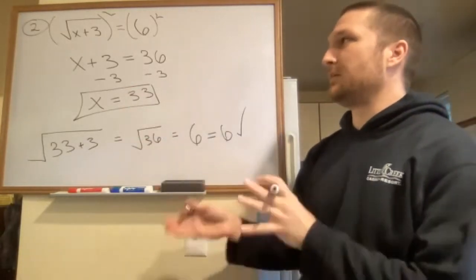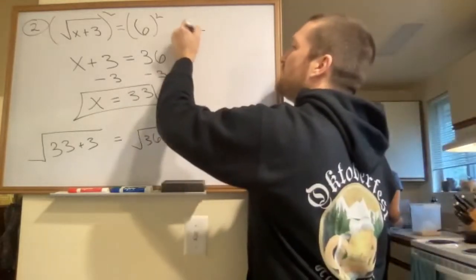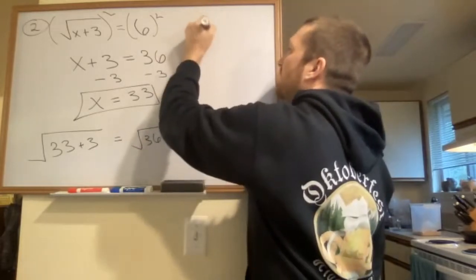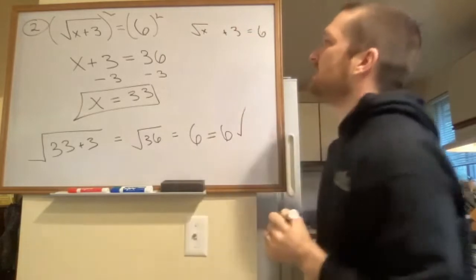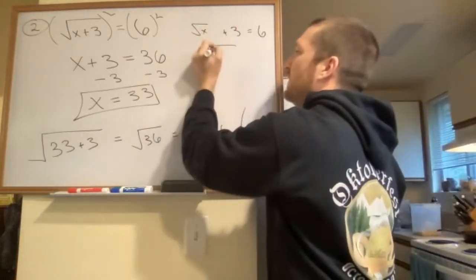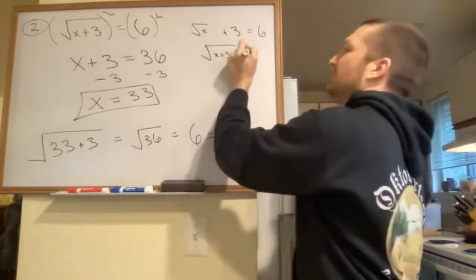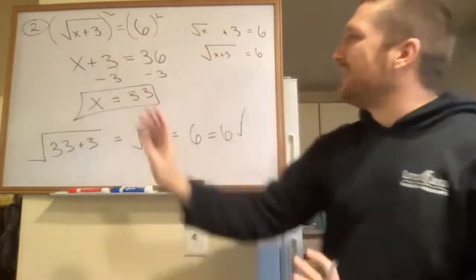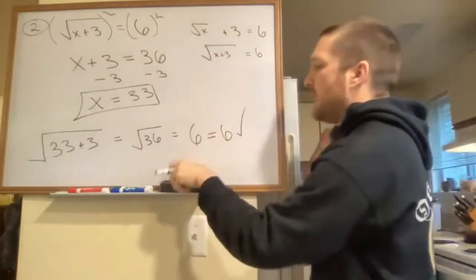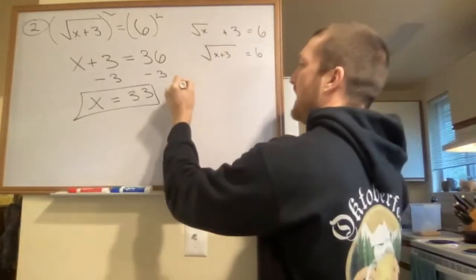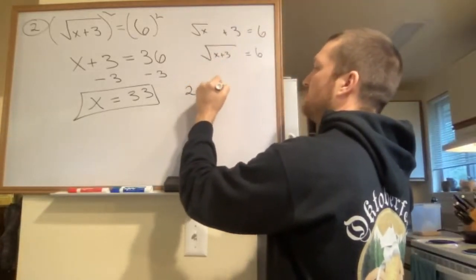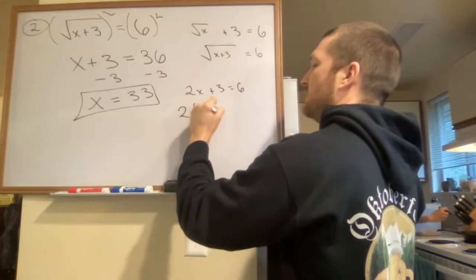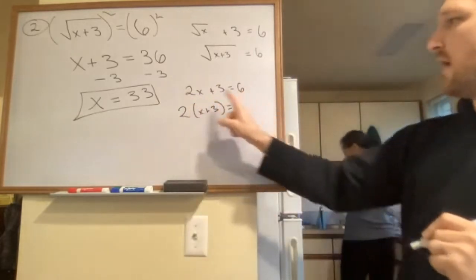So this is very tricky, right? There's a big difference between the square root of x plus 3 equals 6 and the square root of x plus 3 equals 6, with the 3 inside or outside the root. It's the same kind of thing as when we had, say, 2x plus 3 equals 6 versus 2(x plus 3) equals 6.